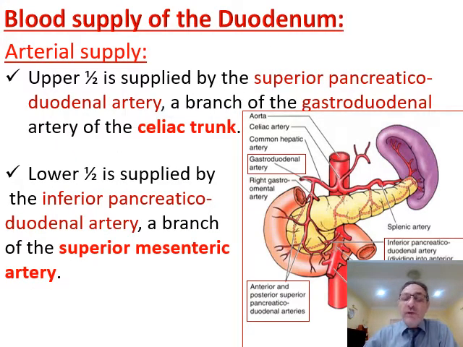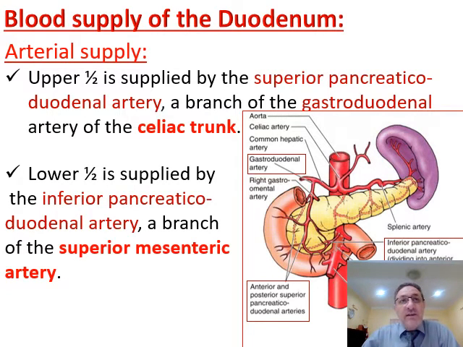Blood supply of the duodenum. The upper part comes from the celiac trunk, and the lower part comes from the superior mesenteric artery. The upper half is supplied by the superior pancreaticoduodenal artery, which comes from the gastroduodenal artery, and this is the branch. This is the gastroduodenal artery, which is a branch from the celiac trunk.